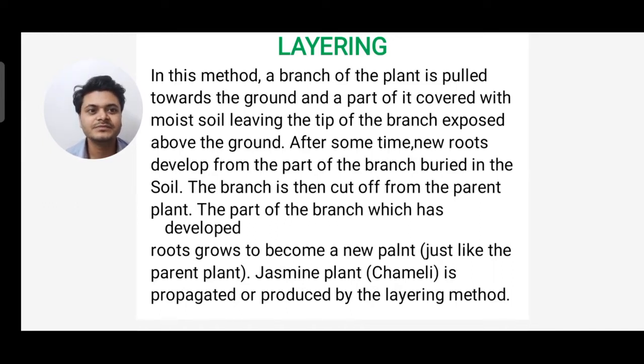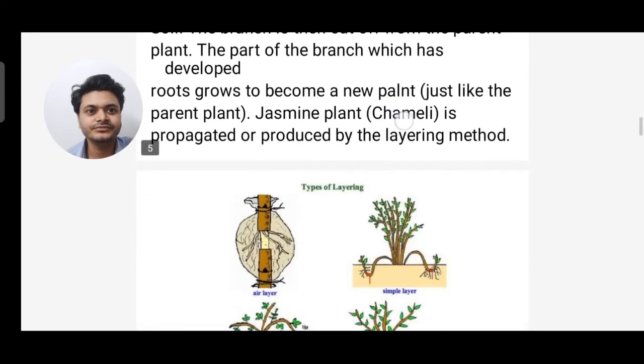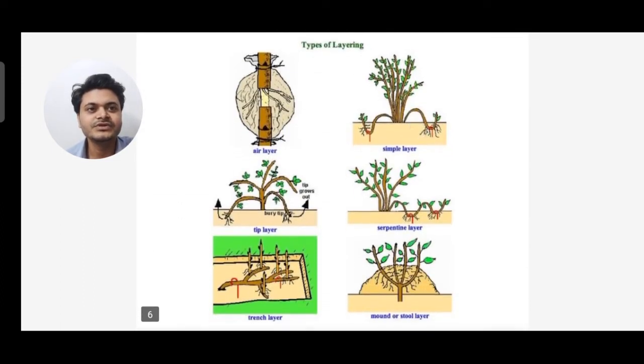For example, the jasmine plant or chameli is propagated by layering. You can see different types of layering: air layering, simple layering, serpentine layering, tip layering, trench layering, and mound or stool layering.